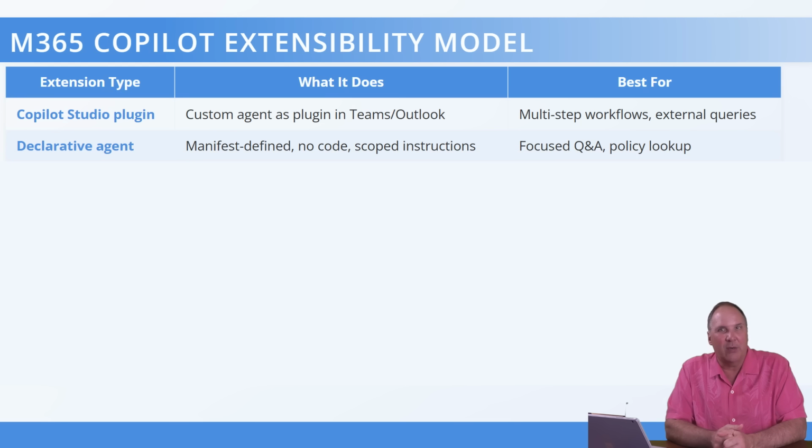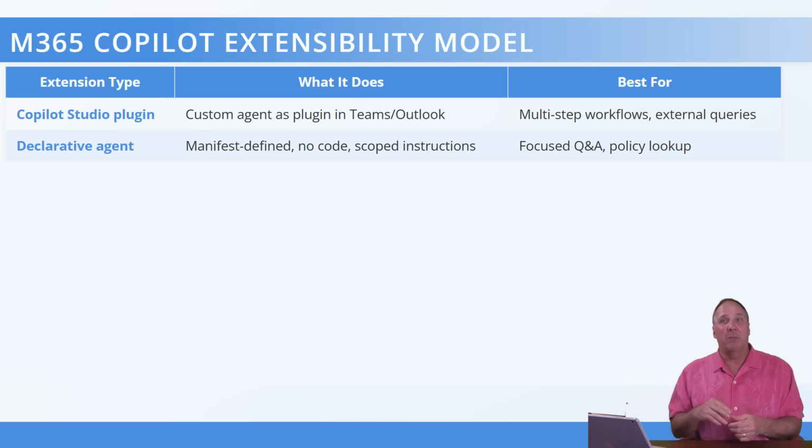Second, declarative agents. These are the most important new concept for the exam. A declarative agent is defined entirely by a JSON manifest. No custom code. The manifest specifies the agent's instructions, which knowledge sources it can access, and which capabilities are enabled. You deploy it through the Teams admin center, and it shows up as an agent users can interact with. We'll go deeper into that on the next slide.